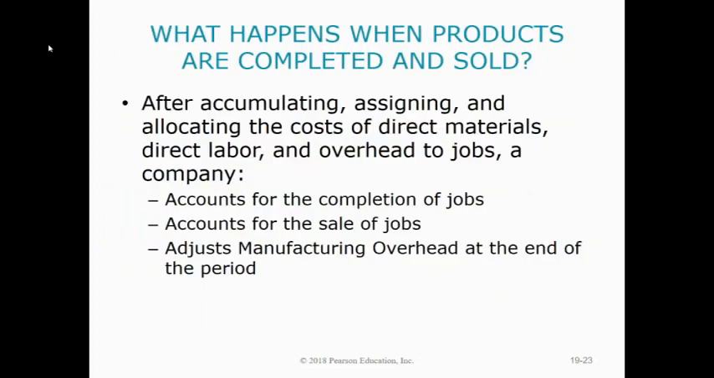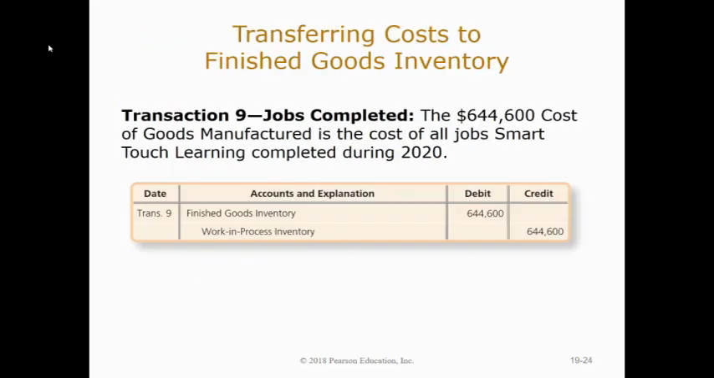So what happens now that we have all of our costs in this job cost record? What happens when the job is finished? And furthermore, what happens when we actually sell that job? Well, we have to keep a series of journal entries to keep track of that cost flow of inventory. And the first one is to transfer all of those costs that were on our job cost records out of WIP, because it's no longer a work in process, and into finished goods inventory once that job is completed.